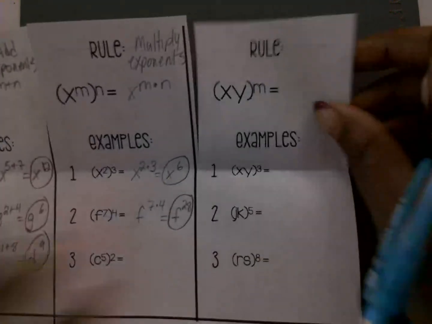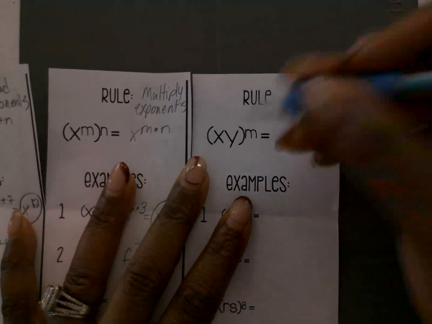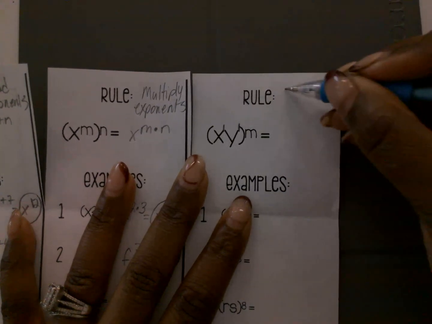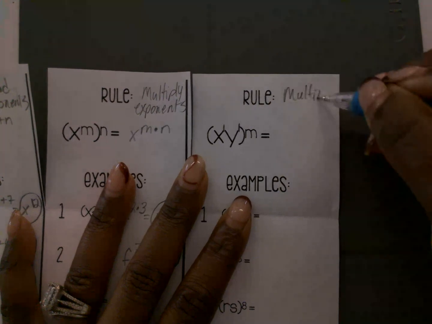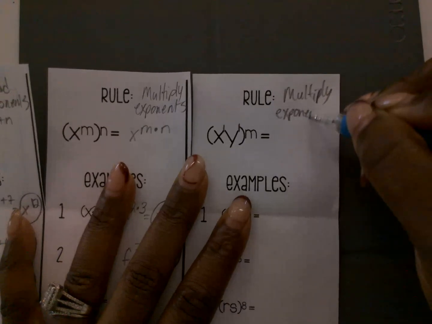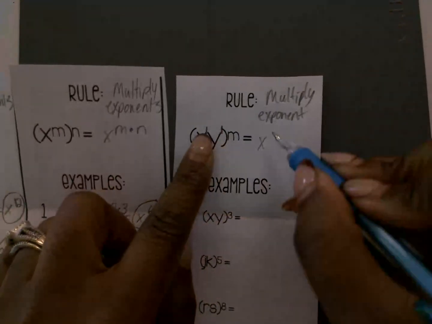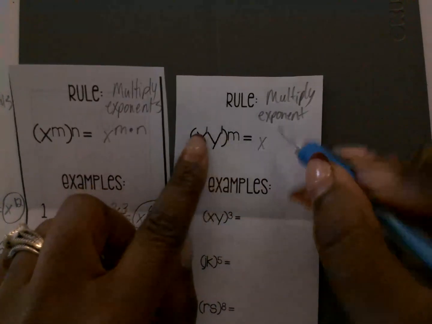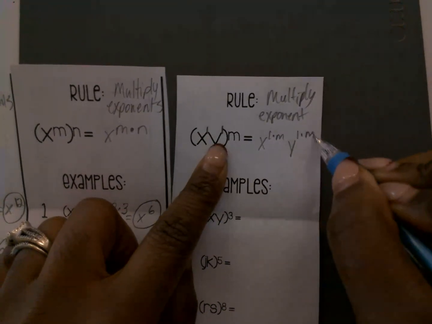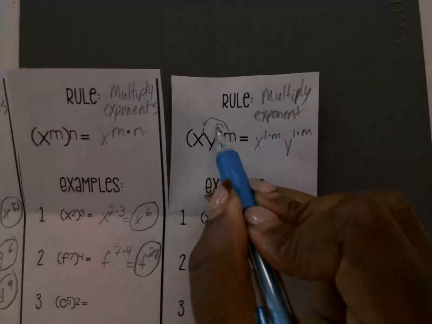Product power. So here, you're going to multiply the exponent. If there's no exponent there, it's automatically a 1. So here, we need to multiply exponents, doing the same thing again. So whatever the exponent is in the parentheses, you're going to multiply times the exponent that's on the outside. So that's going to be 1 times m. You're going to multiply each exponent in the parentheses times the exponent on the outside.